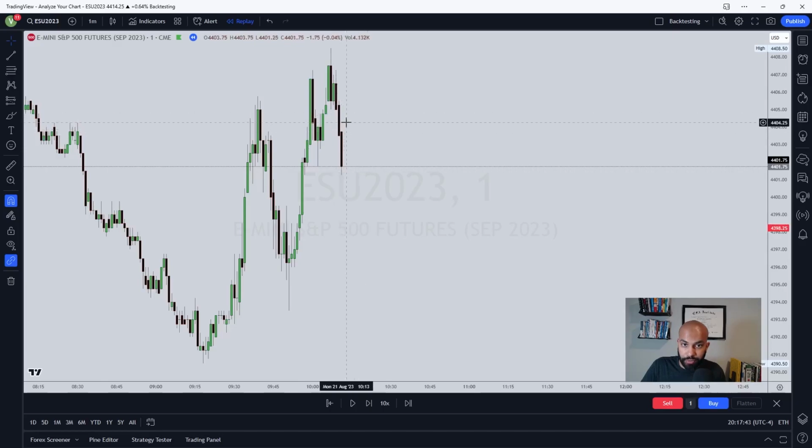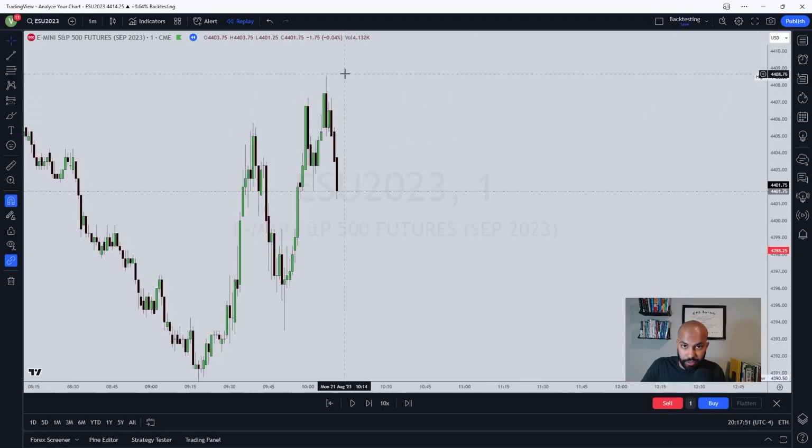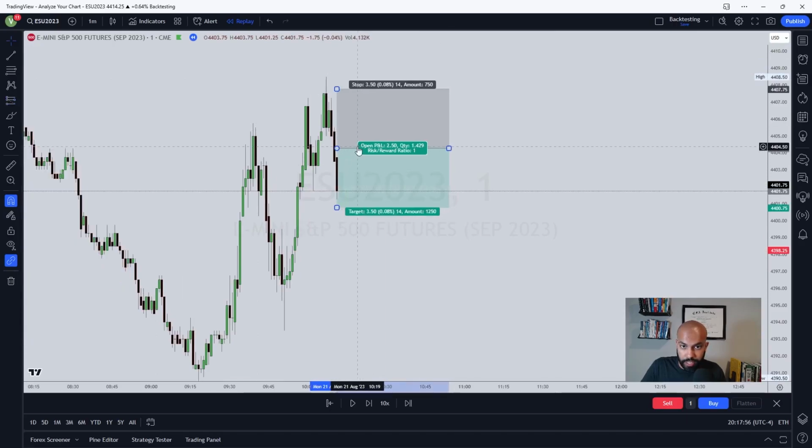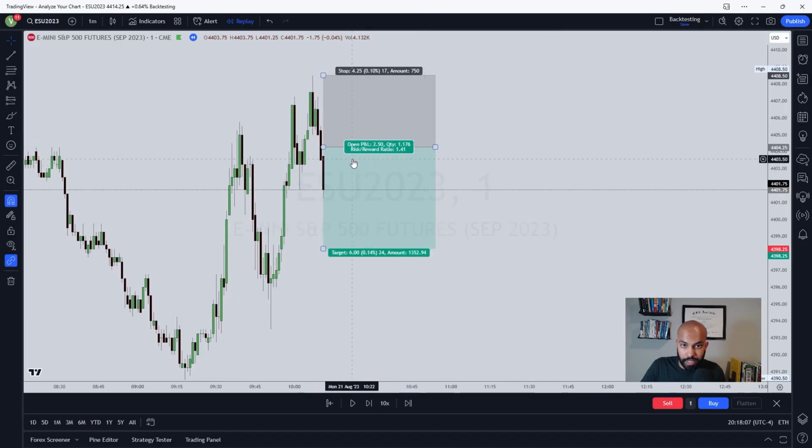So I would like to enter probably in the middle of this, and then I put a, gosh, I don't know, do I put a stop above here or here? This is something I gotta work on, but I'm gonna put a stop above this because that means I'm wrong, and then I want to target this gap right here. So it's a 1.4R. It's not a high quality trade, but it is a trade.